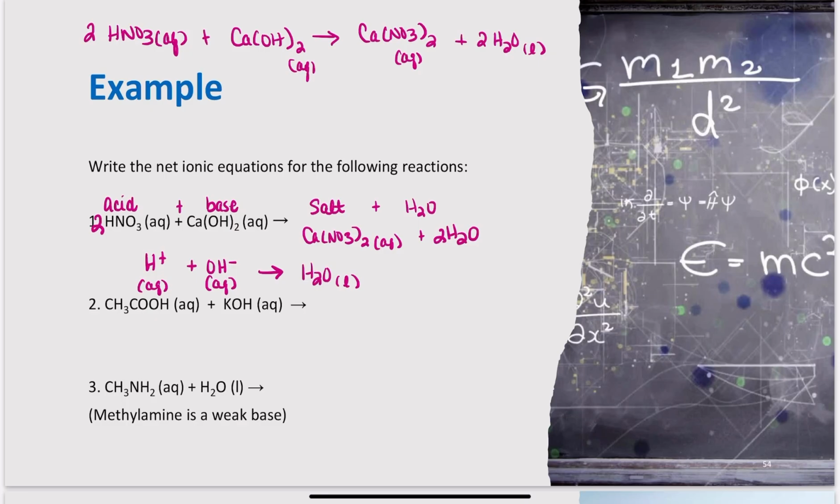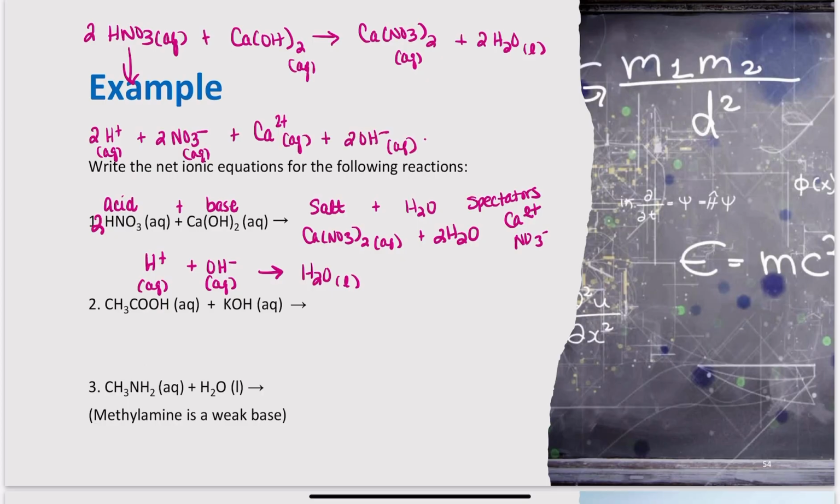Now, my spectators here are your calcium ion and your nitrate ion. When this splits apart, it forms 2 H+, 2 NO3-. And ions only exist in aqueous solution, so they've got to be aq for the phase. Calcium hydroxide is a strong base, so it also splits apart, forming calcium ion and 2 moles of hydroxide ion.